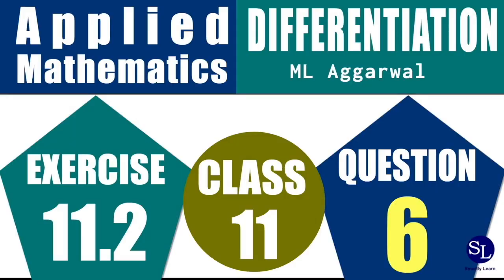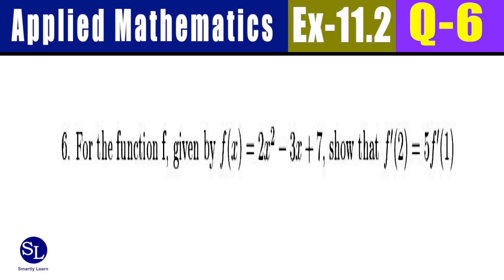In this video, let's see how to solve the sixth question in exercise 11.2. For the function f given by f of x is equal to 2x squared minus 3x plus 7, show that f dash of 2 is equal to 5 times of f dash of 1.